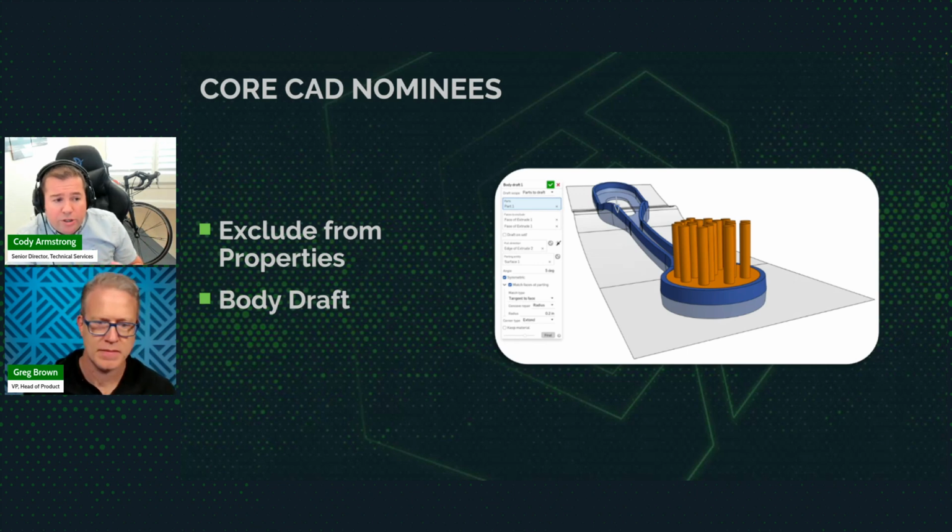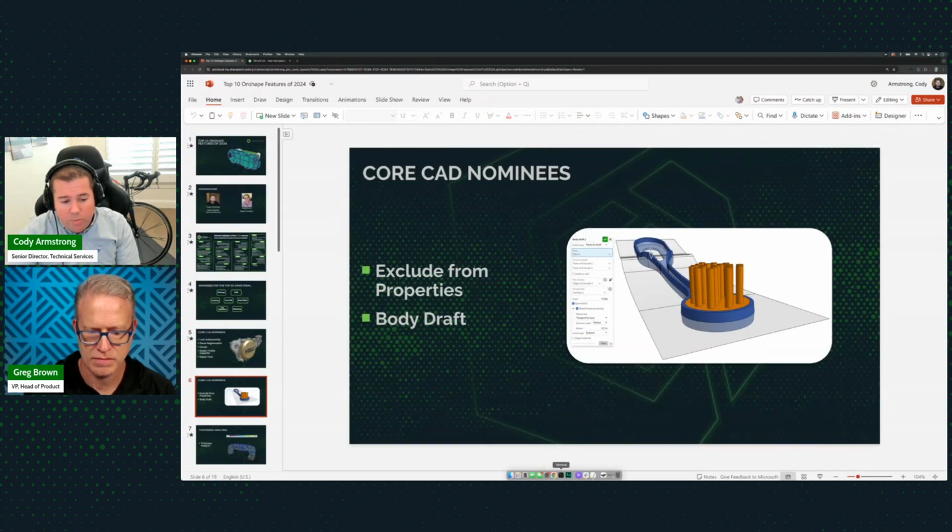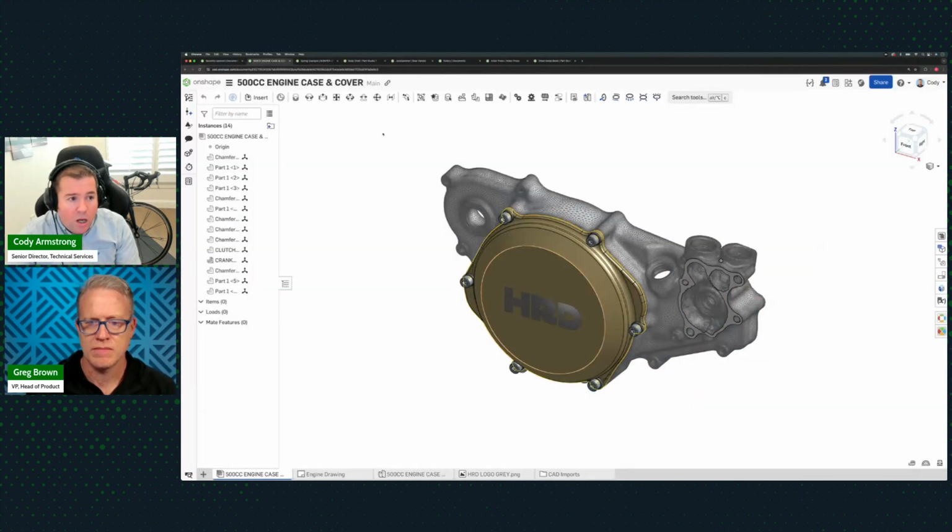But exclude from properties and body draft are really notable improvements in the year, some of the most requested, and I think some that our users will really appreciate. So let's start with exclude from properties. And the reason I want to start there is I think that it's a very common workflow to work with parts that are moving. For whatever reason.